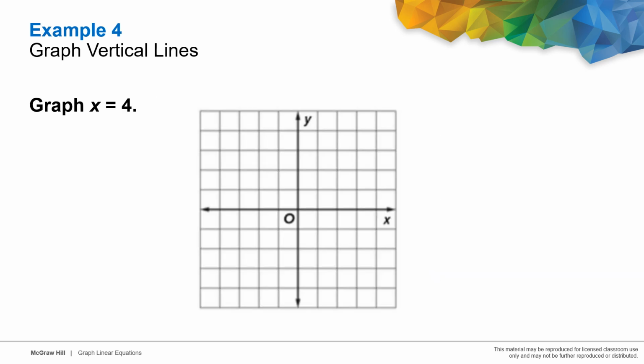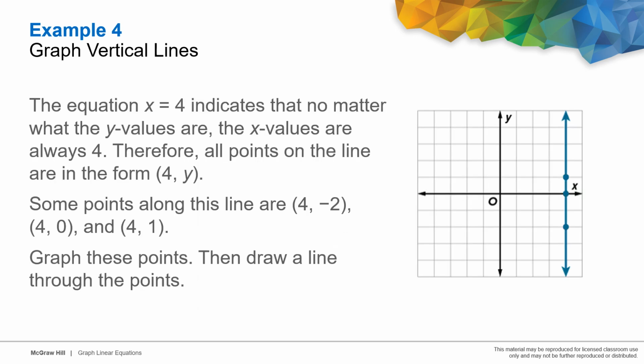So x equals 4. Once again, this is super simple, guys. Find your x-axis, find 4, 1, 2, 3, 4. Put a straight line up and down and you're done. Take a look at the next slide, see a prettier version of this. And they will once again explain to you that x equals 4 because all x values on that line are 4. This right here is 0 or 4, 0. This is 4, 1, 4, negative 2, so on and so forth.